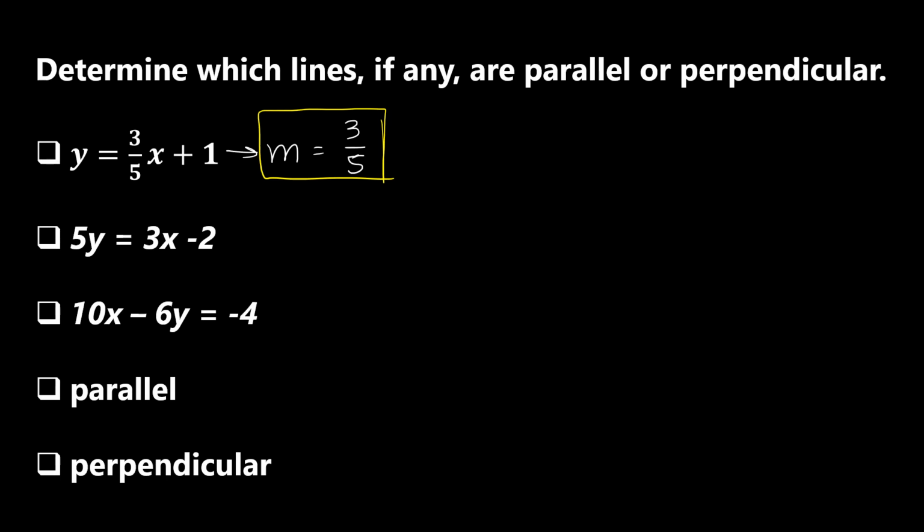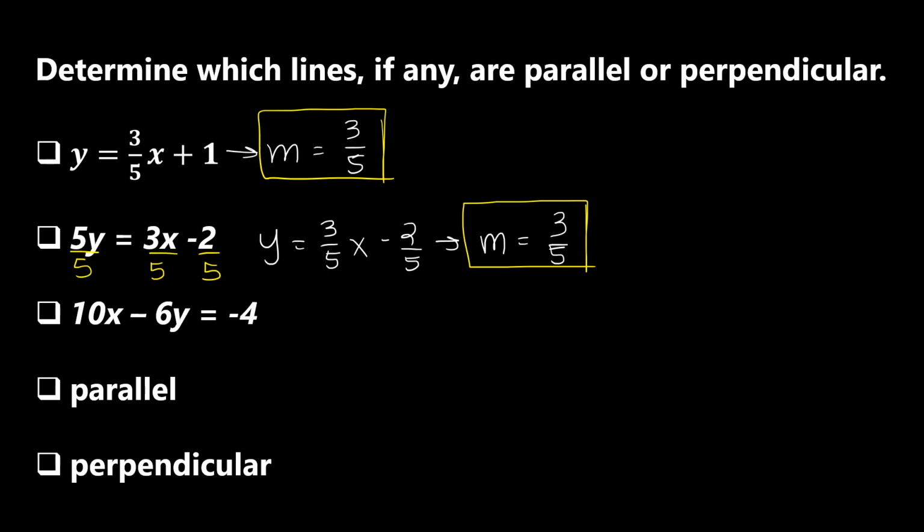The second line I see is not quite in slope-intercept form, but I can do some manipulation to make it into slope-intercept form by dividing by 5. So when I divide by 5, I actually get y equals 3/5 x minus 2/5, and that gives me the slope of 3/5. So far we have two lines with the same slope.